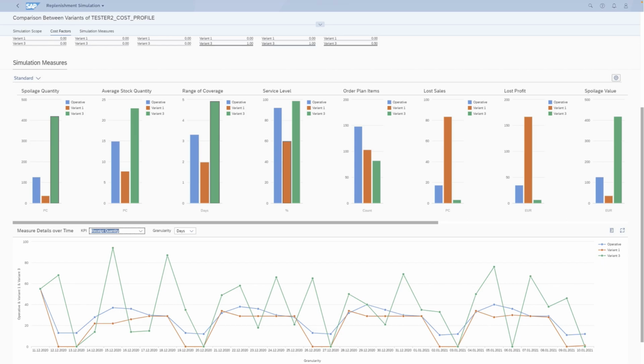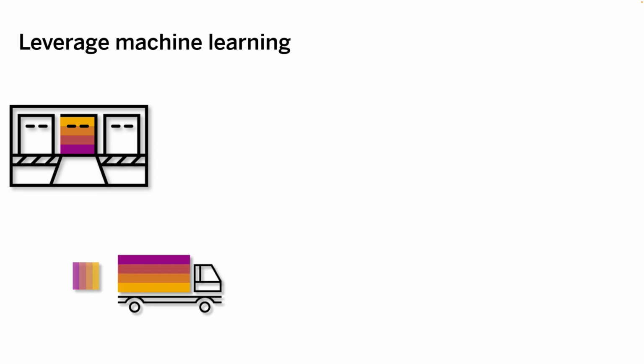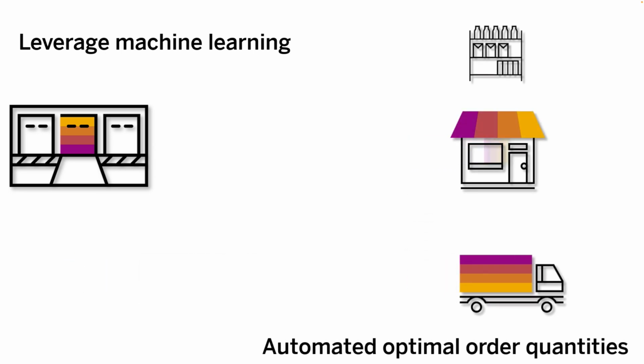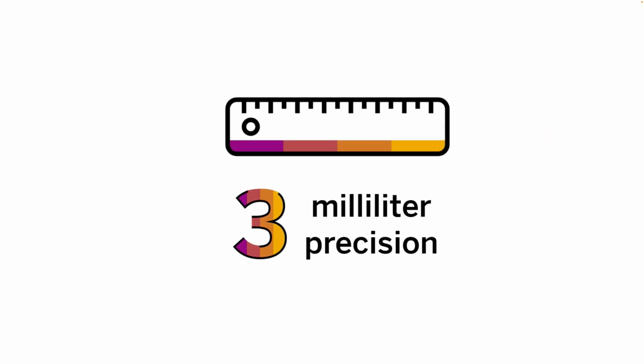Look at KPIs such as stock development, lost sales, and expected spoilage. You could even work with different versions of the Unified Demand Forecast as an input to your replenishment and evaluate the effects. Leverage the power of machine learning algorithms that provide precise demand prediction and automated optimal order amounts with SAP Replenishment Planning, and achieve 3 milliliter precision.